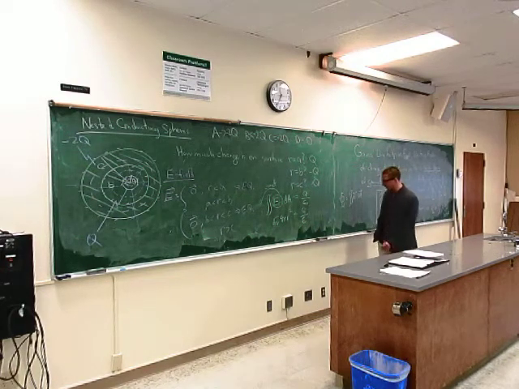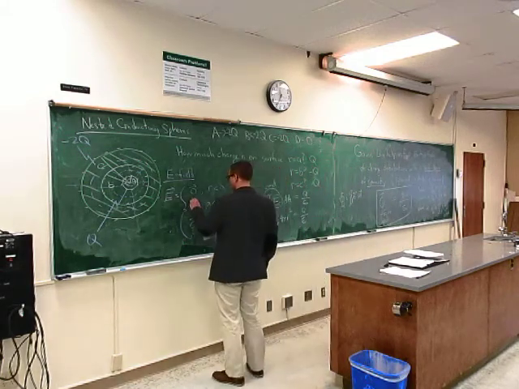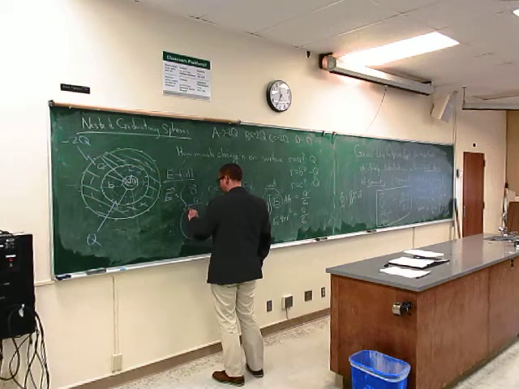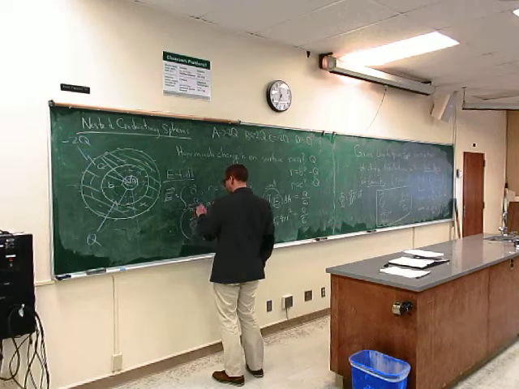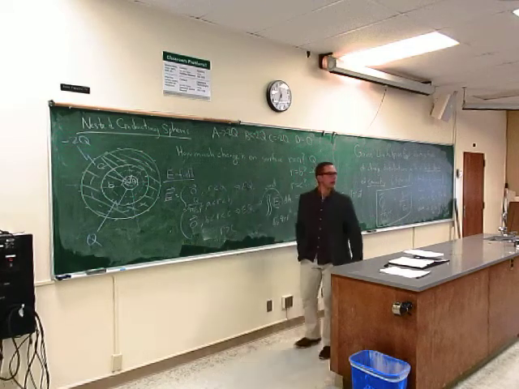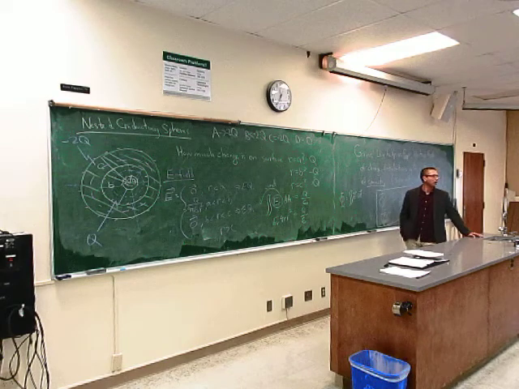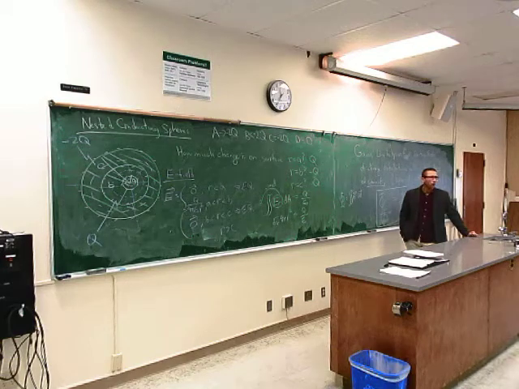So the electric field is exactly what we expect it to be outside. It's Q over 4 pi epsilon naught r squared. So it looks like the shell that's outside doesn't even matter. The only thing that matters is what's inside that shell.